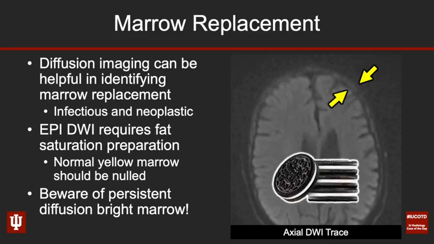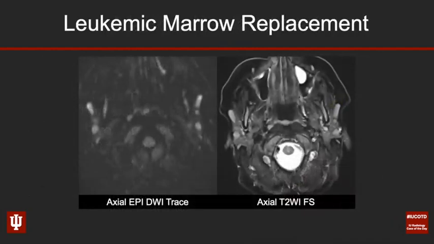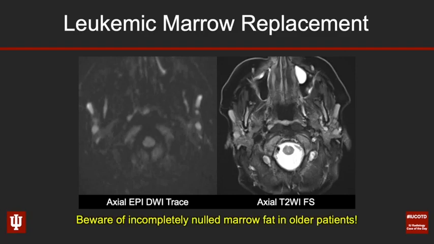To me, this kind of looks like an Oreo cookie turned on its side, where superficial to it, we see the subcutaneous fat that gets nulled, and deep to it, we see the CSF that's dark. So it sort of gives that Oreo cookie sign of marrow replacement. This is just another patient that had leukemic marrow replacement. You can see both on the diffusion and the T2 sequence that we have abnormal increased signal intensity involving the mandibles, the occipital condyles, and also some telltale and large intraparotid lymph nodes.